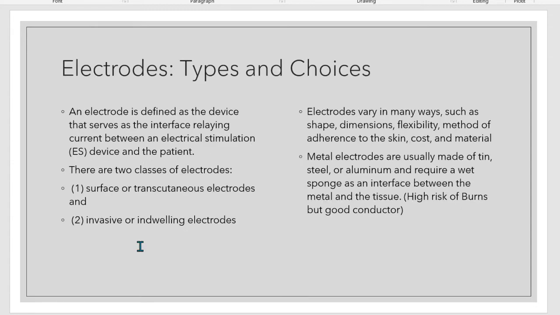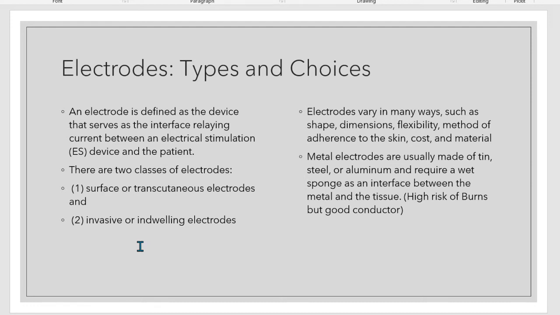So there are a lot. When you talk of ES, there are important parts of ES which we need to consider. The first one is the electrodes. Now there are a lot of types of electrodes and choices. An electrode is defined as the device that serves as an interface relaying current between an electrical stimulation device and the patient. So it is the one transferring or introducing the current to the patient.